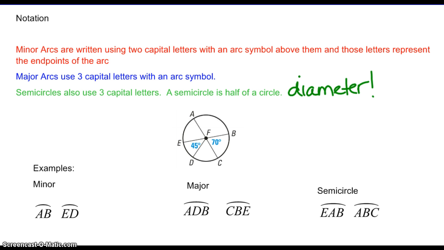So some examples here. We have minor arc AB. Another example would be minor arc ED. And there's a lot of other minor arcs: DB, CE, AE. Okay. For your major arc, I know my endpoints for the one listed are A and B. I need to cover point D. So this is my major arc.